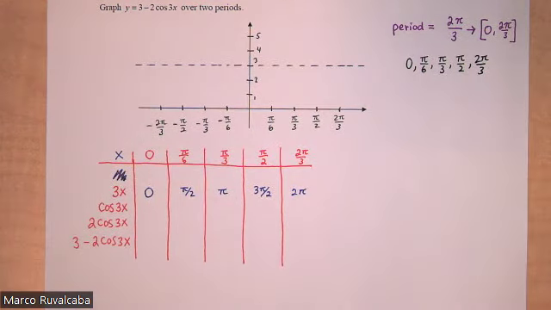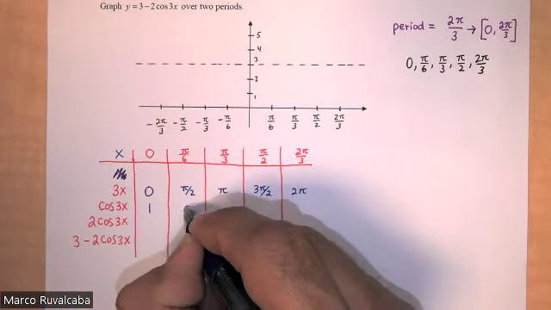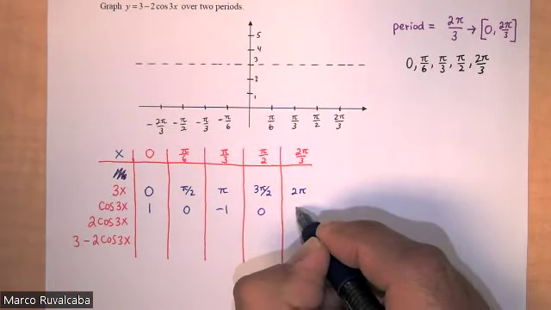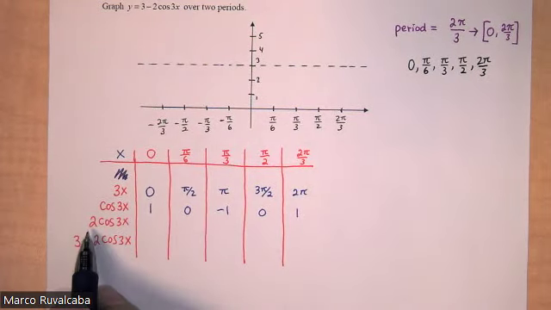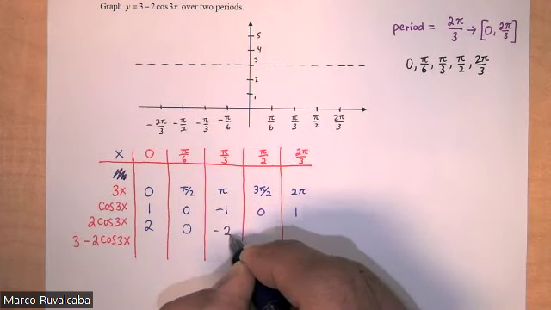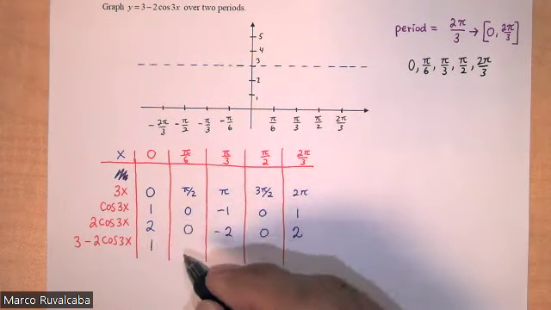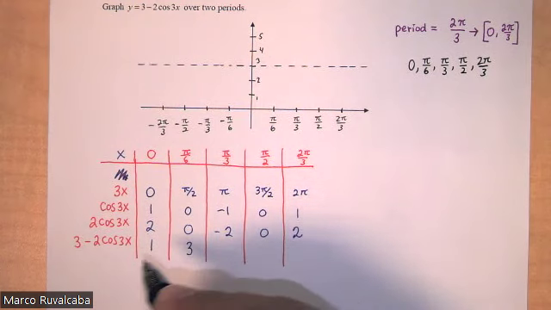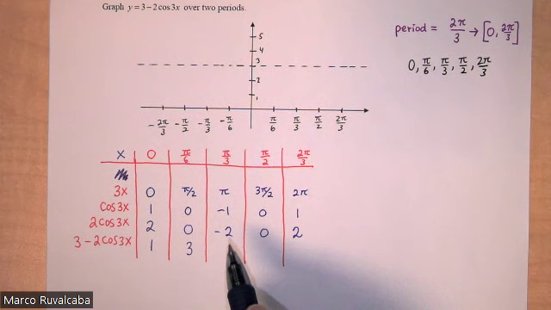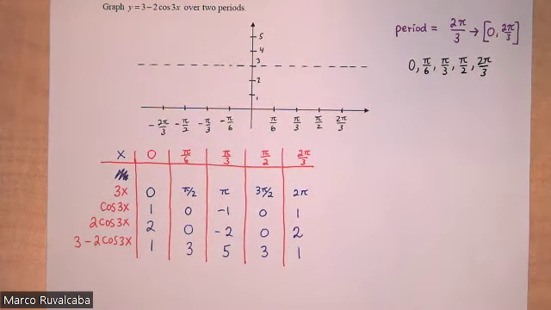And those values, we know the cosine values of those from the unit circle. That's 1, 0, negative 1, 0, 1. And then we double that. So that'll be 2, 0, negative 2, 0, 2. And then that value that we got there, we're going to subtract it from 3. So like 3 minus 2 would be 1. 3 minus 0 is 3. 3 minus a negative 2, that's 5. 3 minus 0 is 3, and 3 minus 2 is 1.